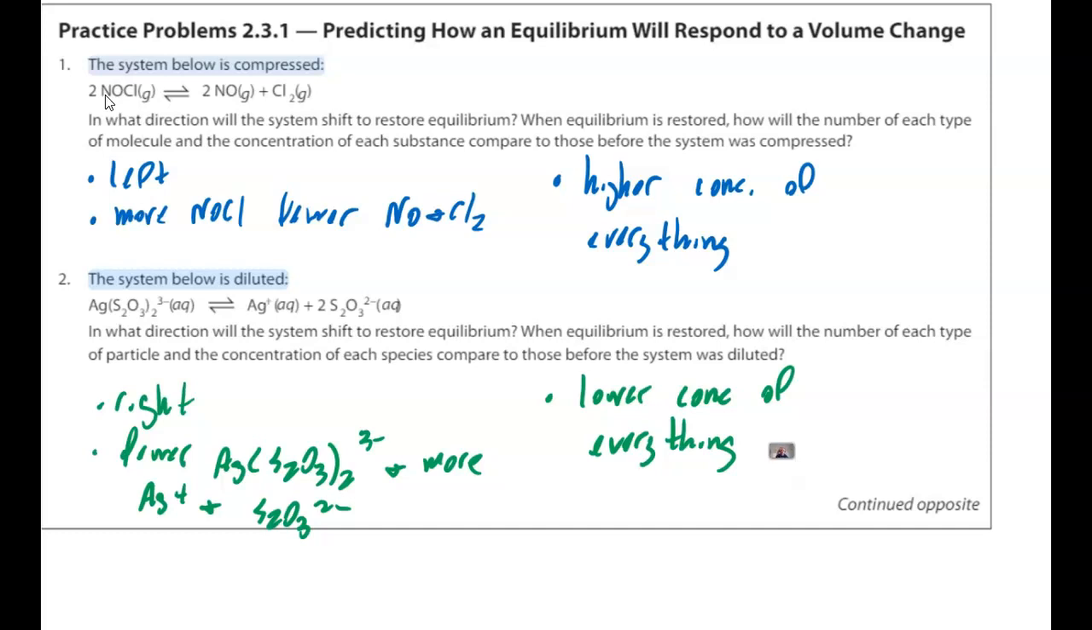Again, this system shifts left because there are more gas particles on the product side than the reactant side. Therefore, the reverse rate will increase more than the forward rate. Once again, that's why the system shifts left.